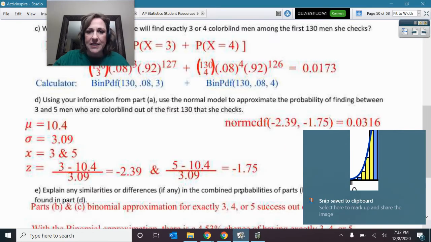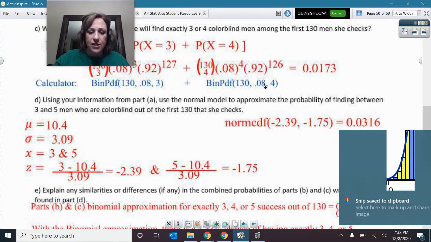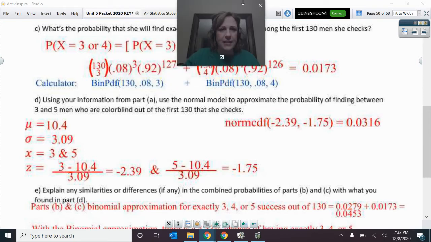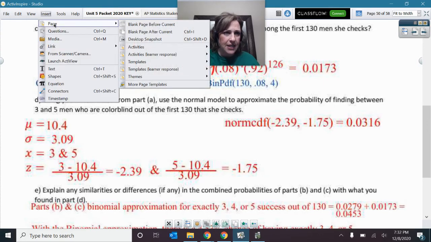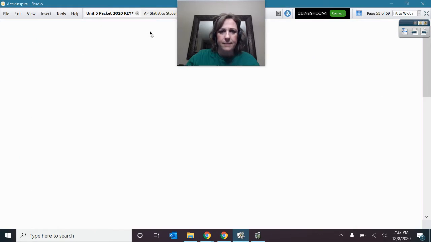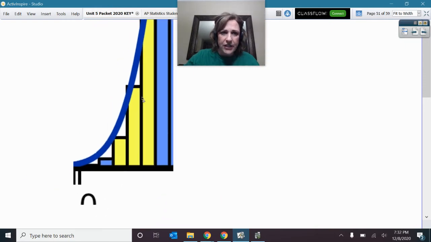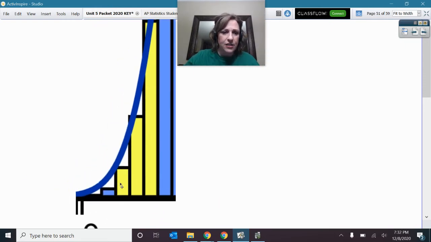Let me take a picture of what's happening here and show you so I can draw on this, okay? So here we go. Let me see if it will allow me to insert that. There we go. So if I was looking at this section, this is the 3, 4, and 5 successes.